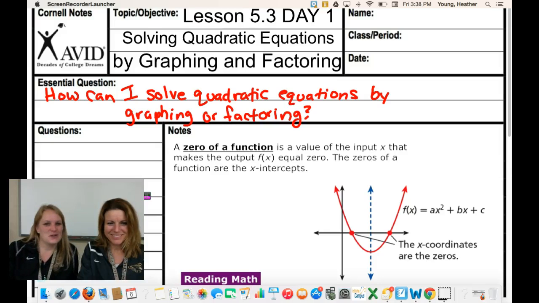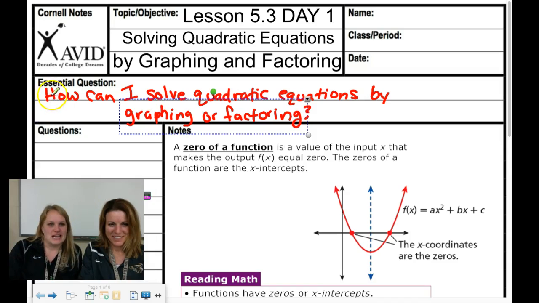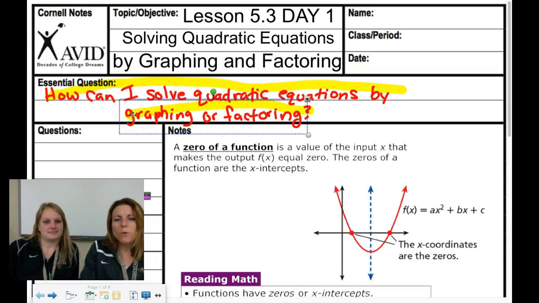Today we are solving quadratic equations by graphing and factoring. So our essential question is, how can I solve quadratic equations by graphing or factoring? That makes sense. And so we want to talk about what is a zero.